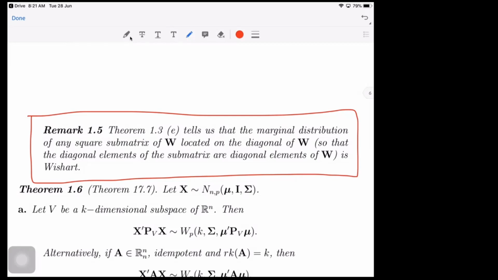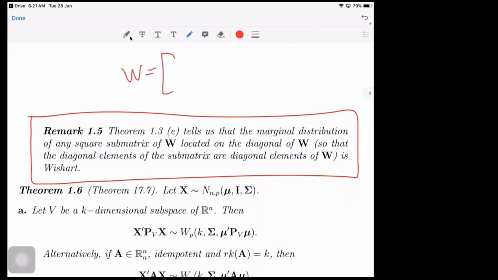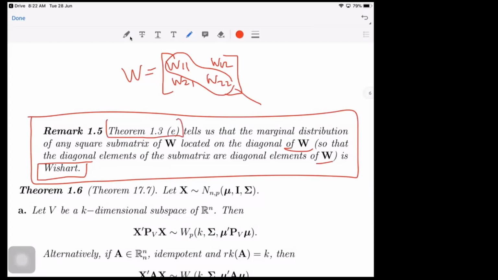So theorem 1.3e tells us that the marginal distribution of any square submatrix of W, so if you recall, W was rewritten in this manner. Any square submatrix of W located at the diagonal of W, so that the diagonal elements of the submatrix are diagonal elements of W, is also Wishart distributed. So this is what this theorem is telling you.